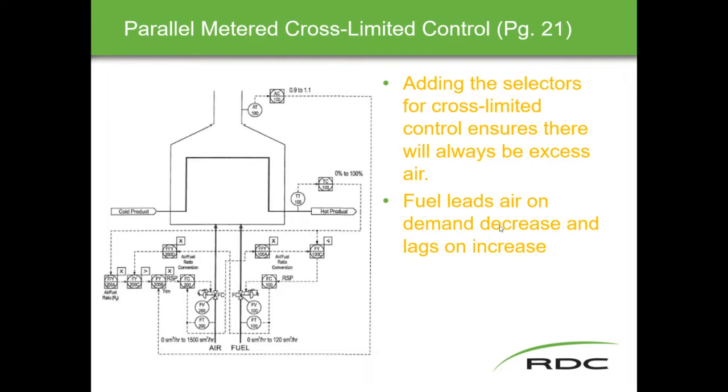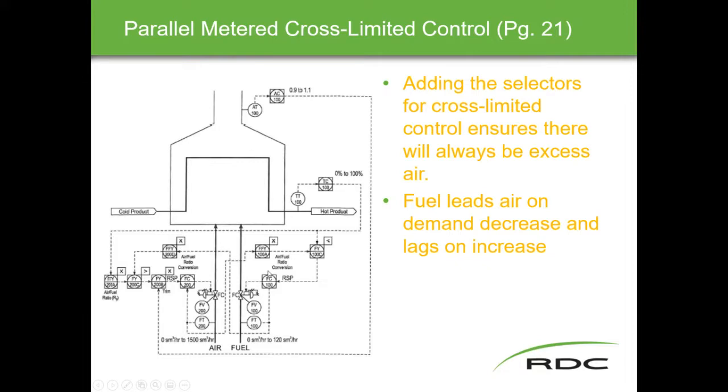This is cross-limited. Which signal would be dominant? Otherwise, this may go into a dead loop. That's the selector's job here, to determine which signal would be dominant. And in this case, it's going to choose the lower of the two. The lower of this signal coming in and this signal coming in is what's going to be the remote set point for this.